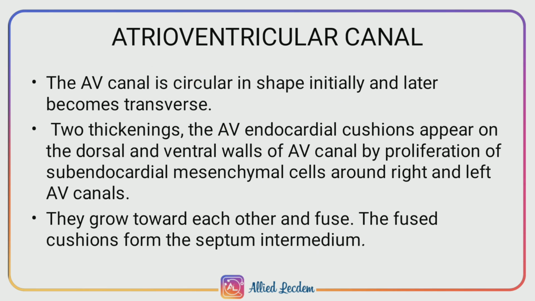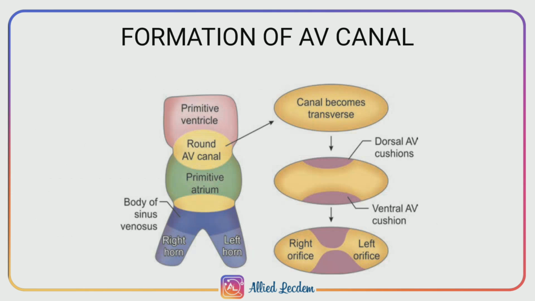Formation of atrioventricular canal. Generally, the AV canal is circular in shape initially, and later it becomes transverse. Two AV endocardial cushions appear on the dorsal and the ventral wall of the AV canal by proliferation of subendocardial mesenchymal cells around the right and the left AV canals. They grow towards each other, and these fused cushions form the septum intermedium and finally take part in formation of the interatrial and interventricular septa.